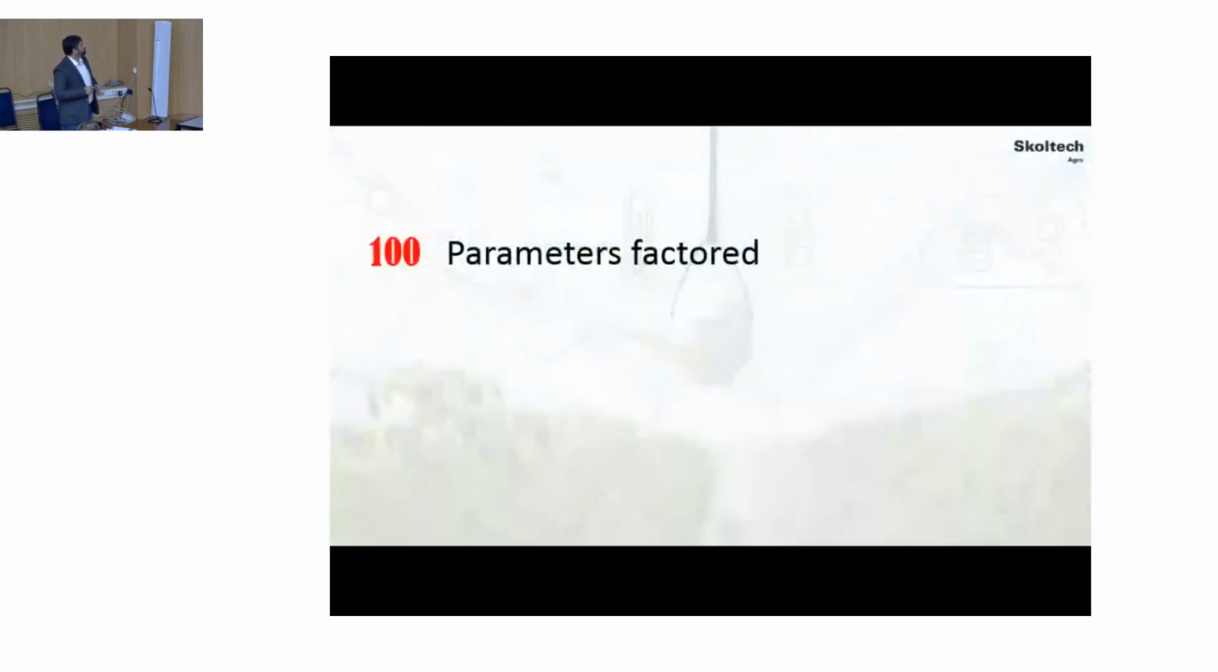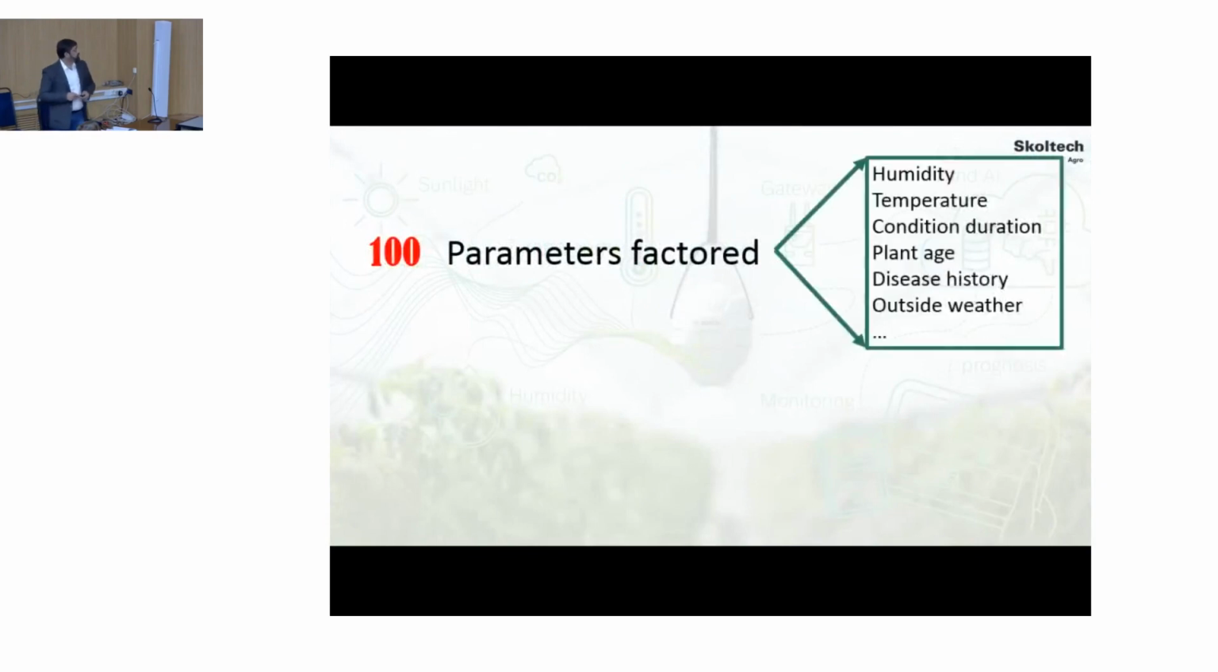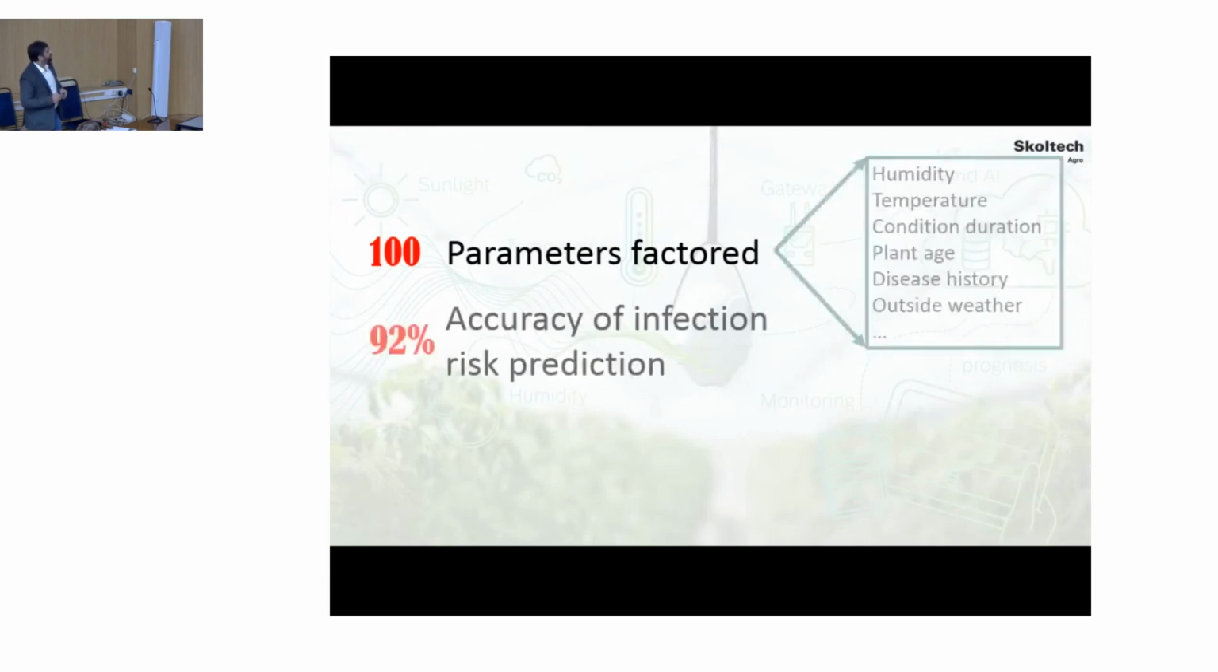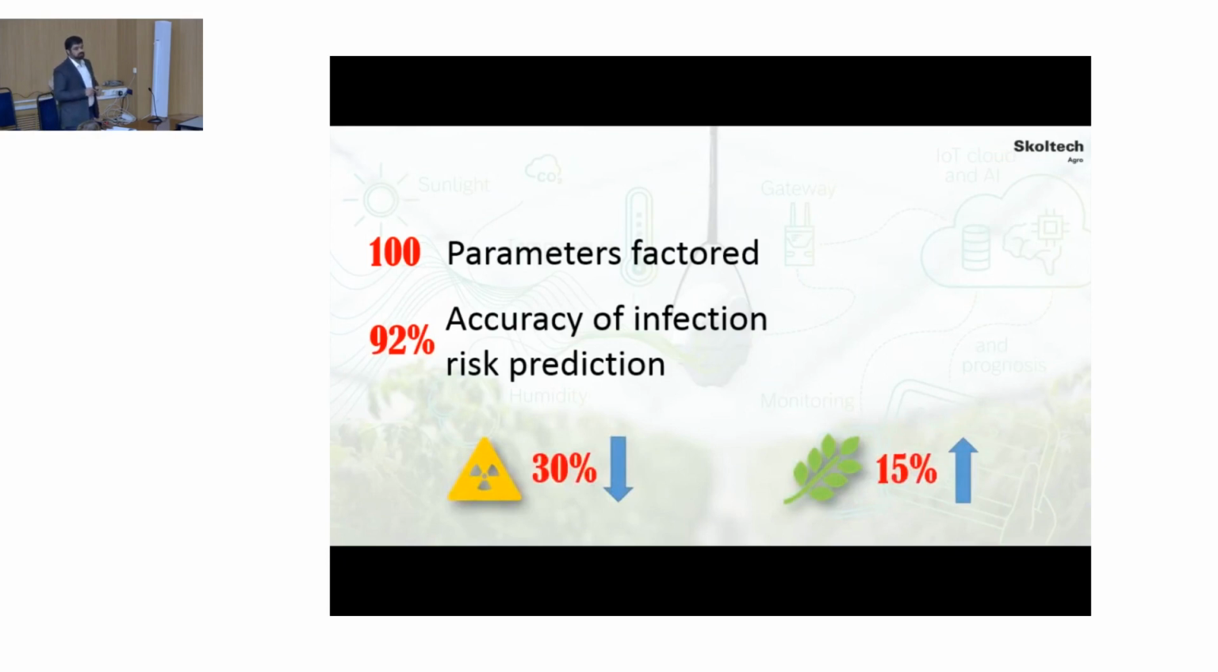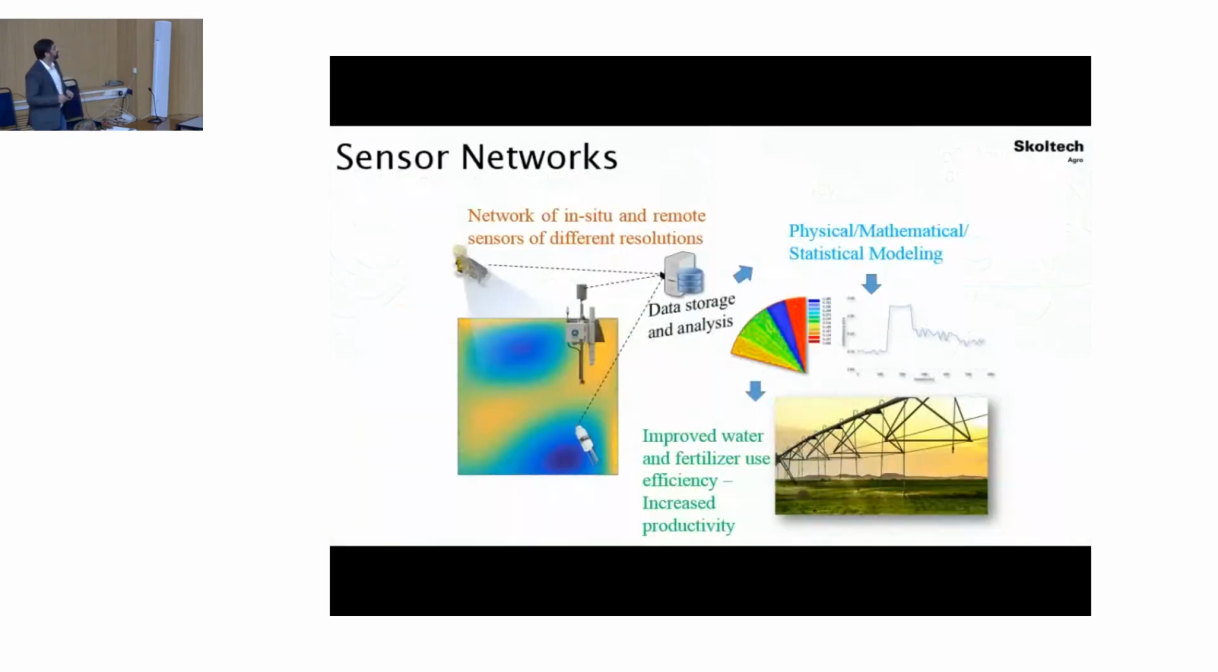So just one example by Bosch in Japan. There was a study done where they monitored about 100 factors. They were able to predict disease infection with an accuracy of greater than 90%, reduce pesticide use by 30%, and increase yield by 15%. So this is by digital analysis, right? Digital agriculture.